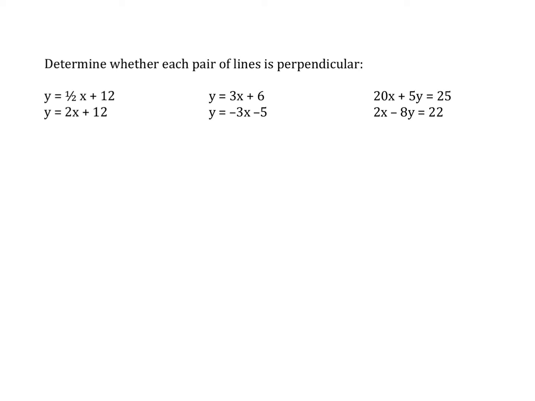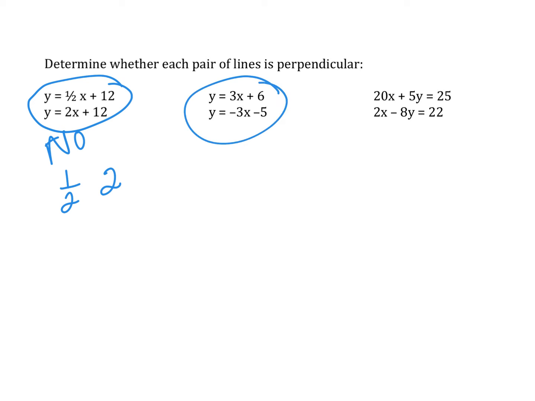Determine whether these pairs of lines are perpendicular. Well, in this case, they are not, because the slopes are a +1/2 and a 2, so they're reciprocals, but they're not opposite. And then here, the answer is no again, because even though they're opposites, they're not reciprocals. The 3 and the -3 are not perpendicular.